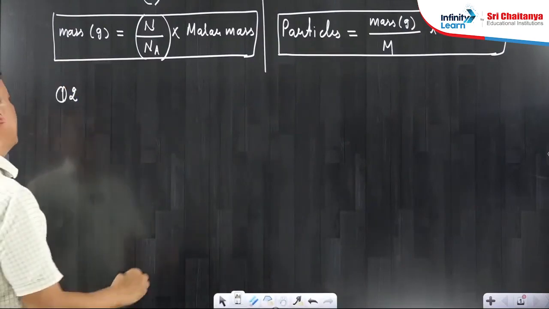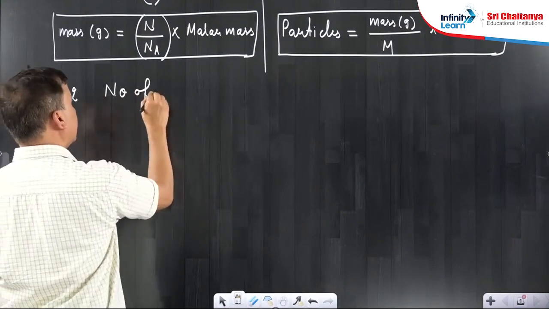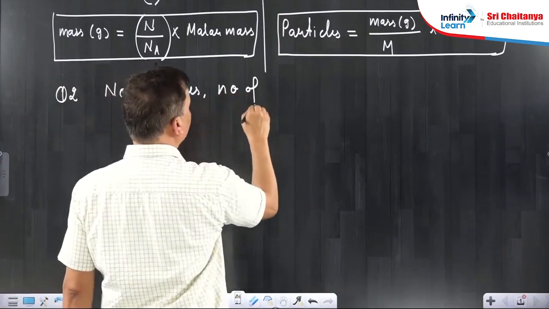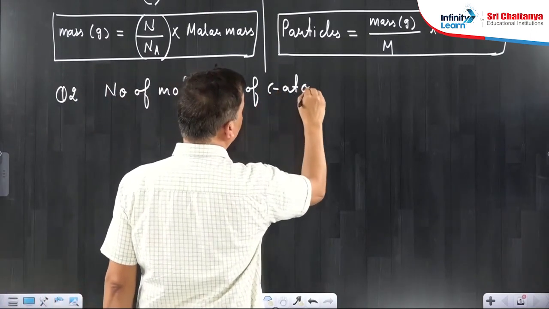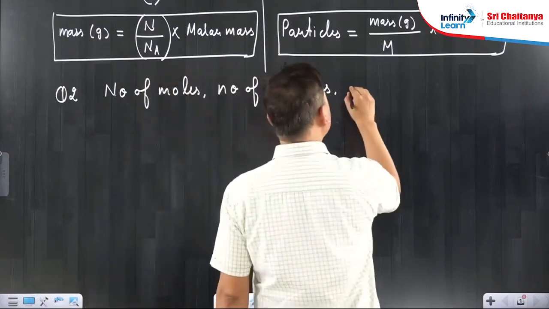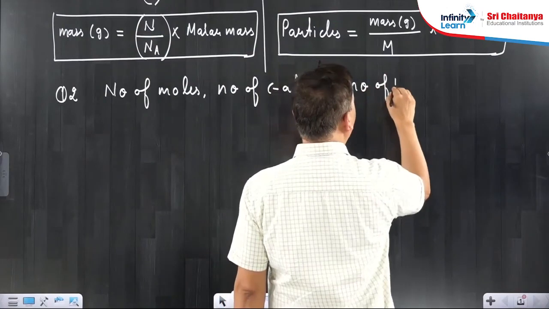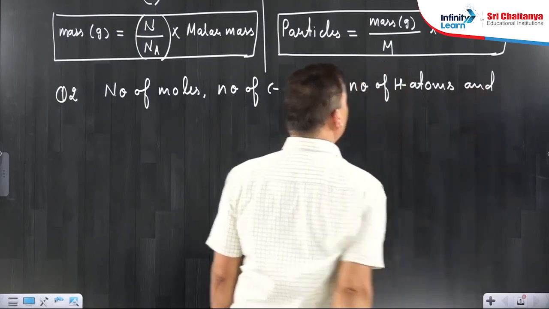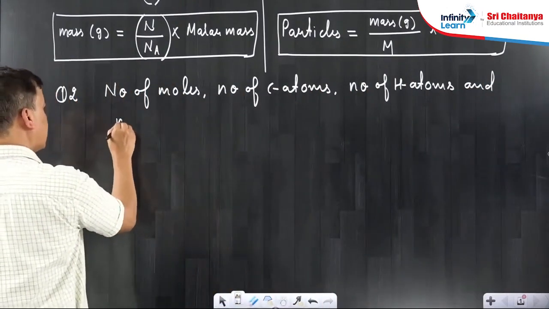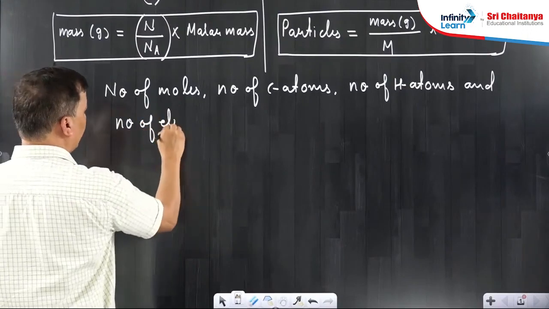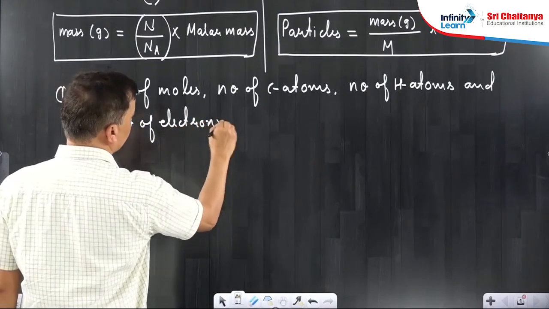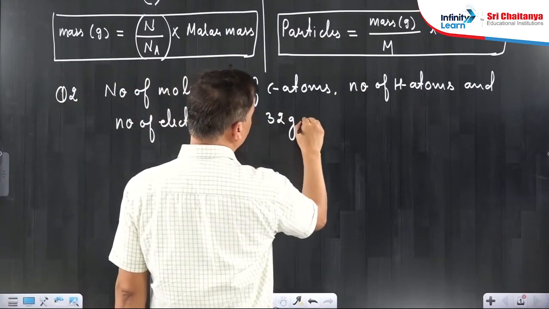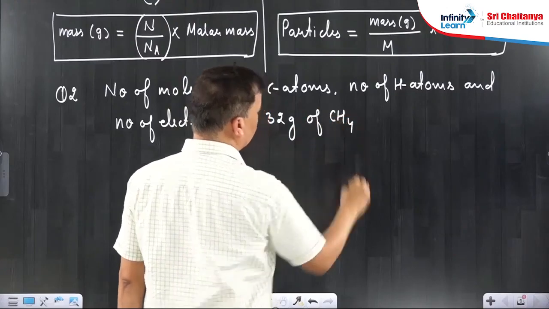You have to find the number of moles, the number of carbon atoms, the number of hydrogen atoms, and the number of electrons in 32 gram of methane.